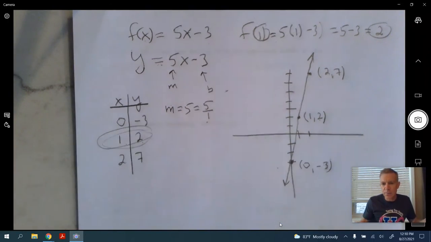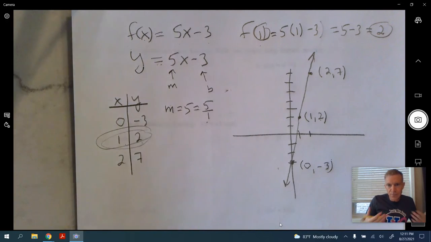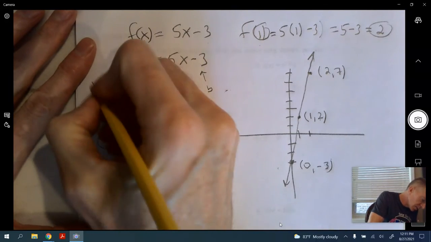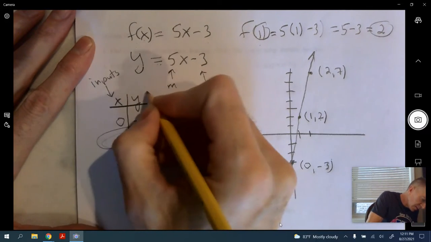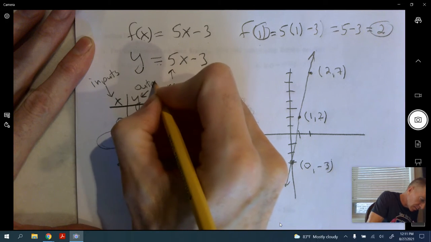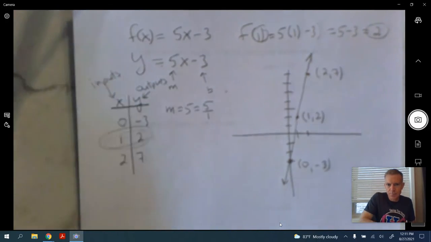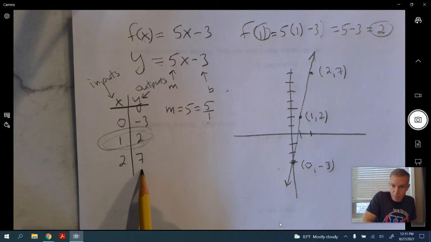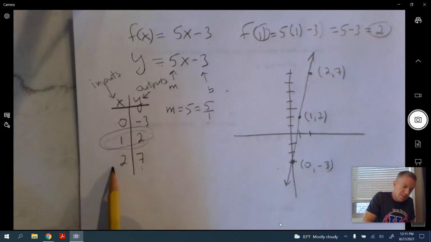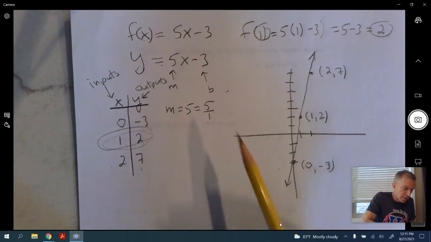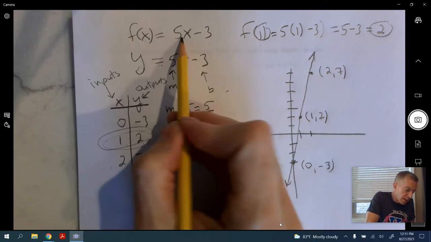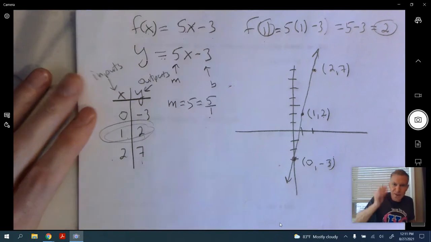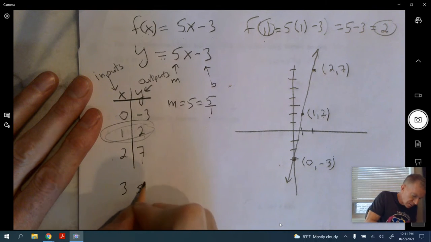Now, what an inverse function is, it's a different function. It's another function that's related to this function. But instead of these being your inputs and these being your outputs, it reverses them. So that in the new function, these are the inputs. You start with the output, and what it spits out is the input. So in the new function, if we plugged in a 2, it should spit out a 1. If we plugged in a 7, it should spit out a 2. Okay, so here are 3 steps to find an inverse.